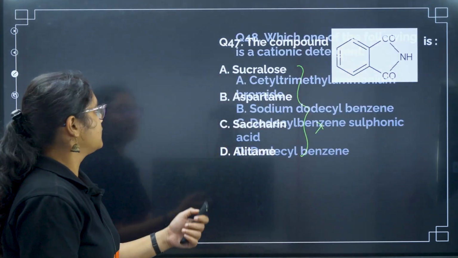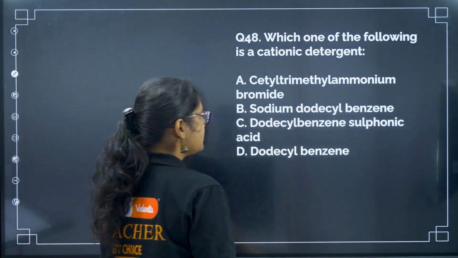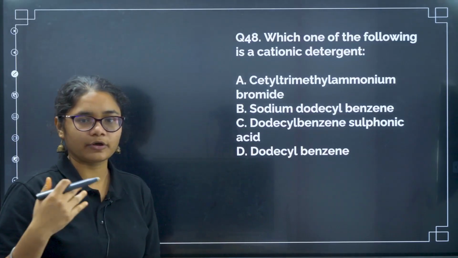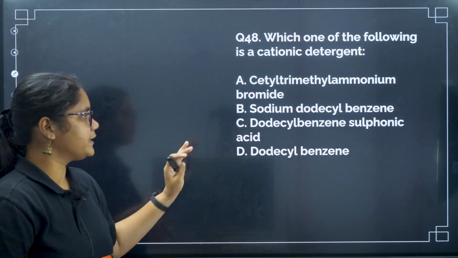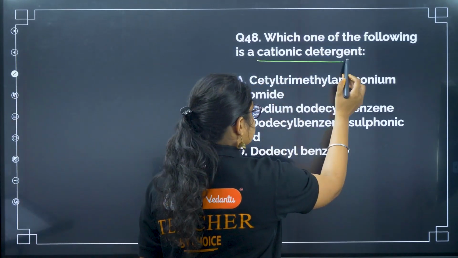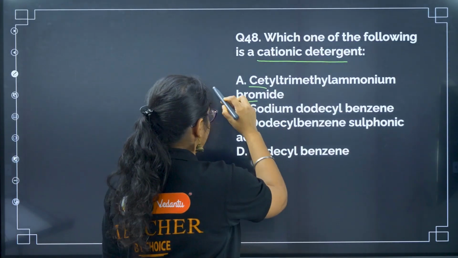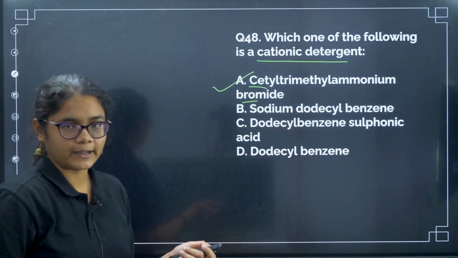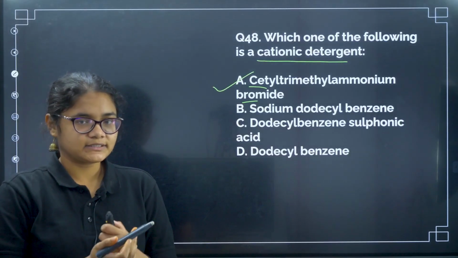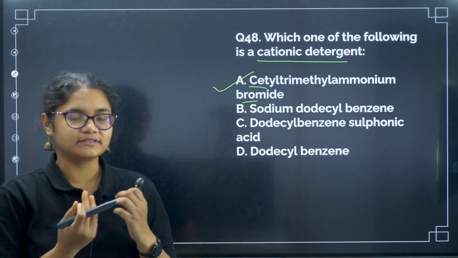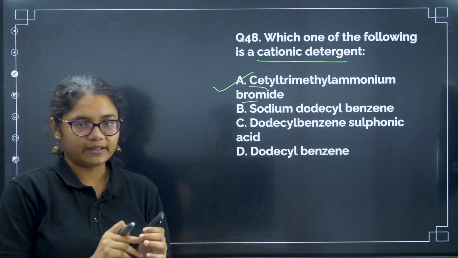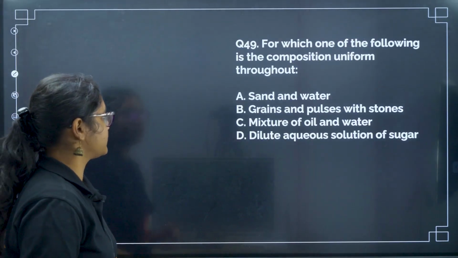Okay. Next one. So again this question has come from your deleted portion. Cationic detergent, that is your cetyl trimethyl ammonium bromide. Correct answer is option number A. So these are very theoretical questions, nothing to be explained. So if you would have studied something, it could have been there, but fine. Let us see next question.